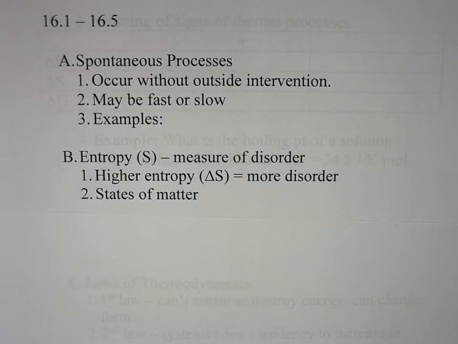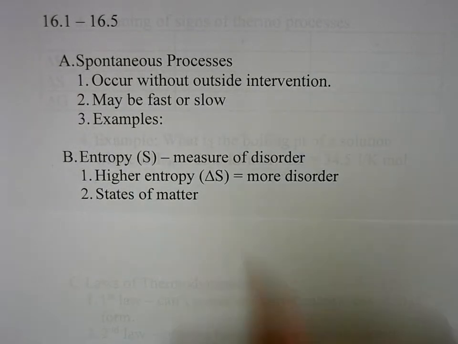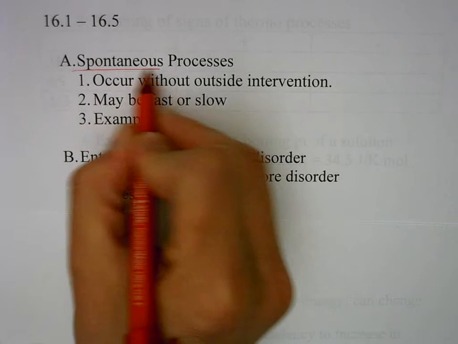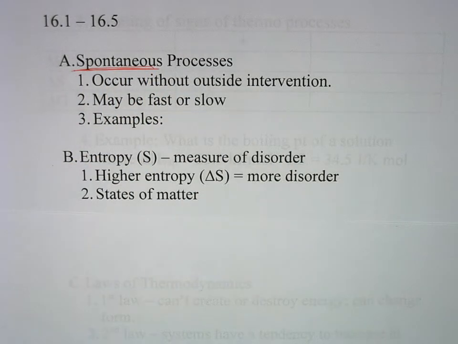A lot of chapter 16 is trying to figure out if a process or a reaction is spontaneous based on its delta H values, its entropy values, and all that stuff. So first you have to know what a spontaneous process is, okay? Spontaneous process is just something that will take place on its own without any kind of outside help or intervention.